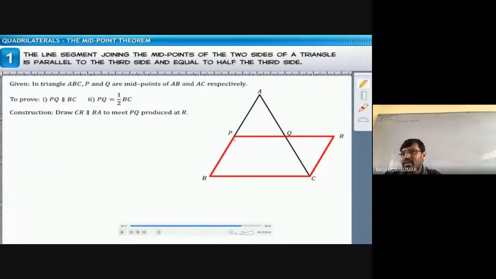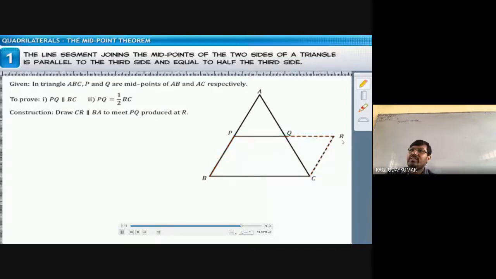Do you remember? Isosceles trapezium. If it is given, this is an isosceles trapezium. PQCB is an isosceles trapezium, which means here we have drawn a line which is parallel to this one, or we have extended PQ to R such that PR is equal to BC. I told you in yesterday's class. Isn't it? So same way, here also you have to.